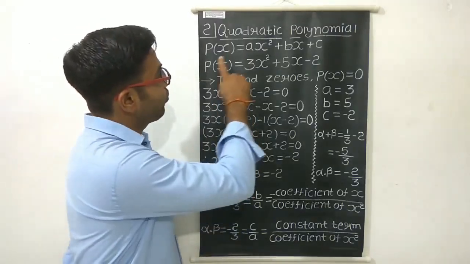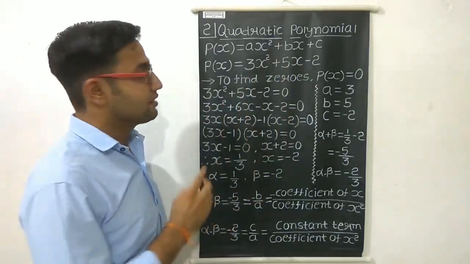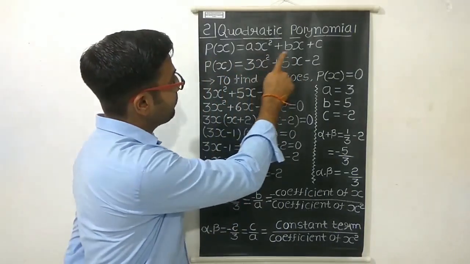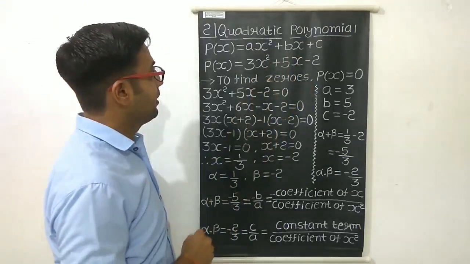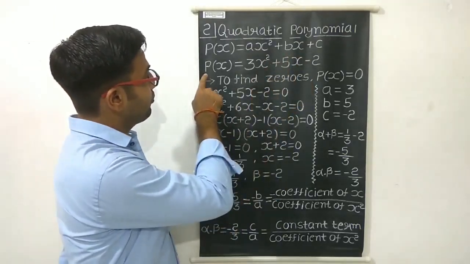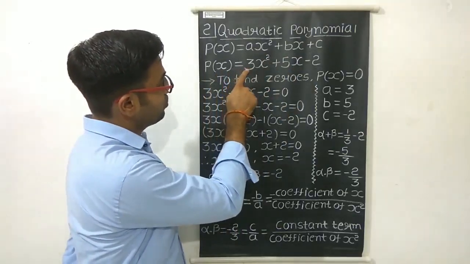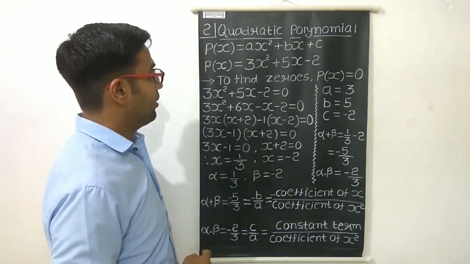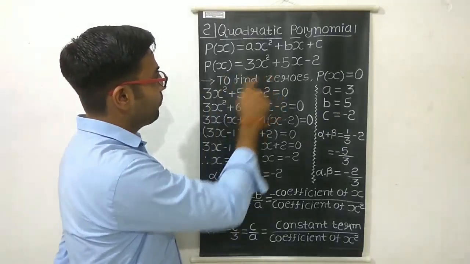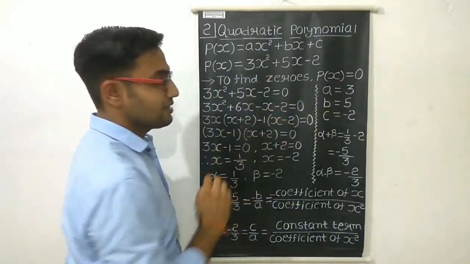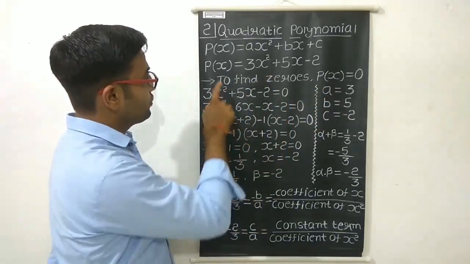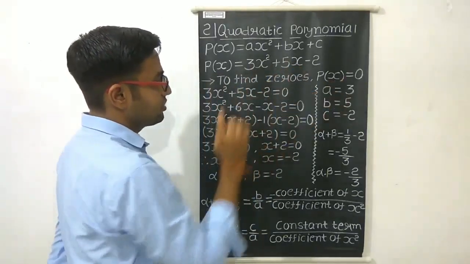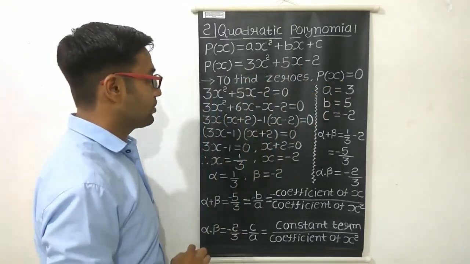The second type is the quadratic polynomial. The standard form of a quadratic polynomial is p of x equals ax square plus bx plus c. One example of a quadratic polynomial is p of x equals 3x square plus 5x minus 2. To find the zeros of the given polynomial, we have to take p of x equals 0. So p of x is these three terms, and that equals 0.